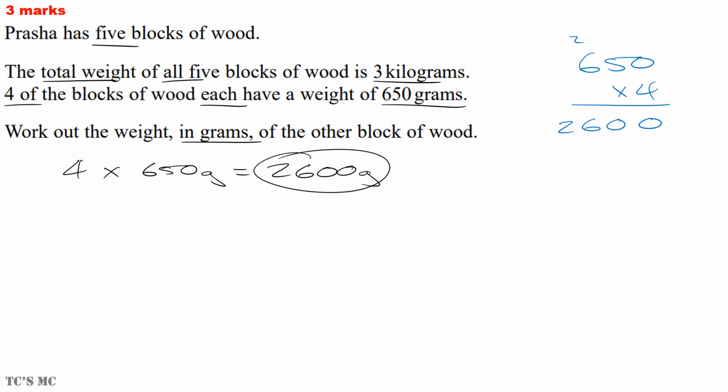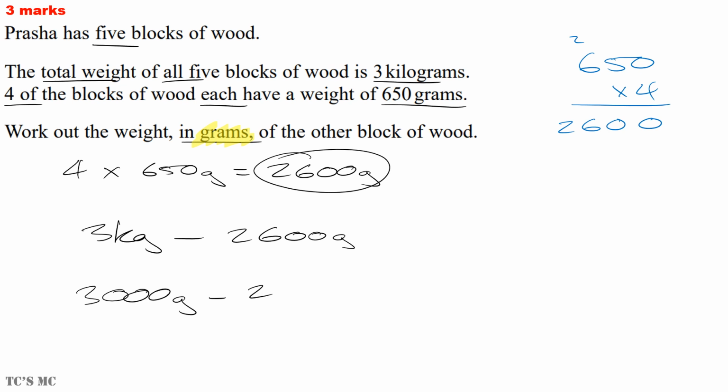Now we have 1 mark. To work out the weight of the other block, we need to do 3 kilograms subtract 2,600 grams. Before we can do this calculation, the units need to be the same. The question does say in grams, so we will convert the 3 kilograms into 3,000 grams. And now we have our second mark. Then, for working this out as 400 grams, we get our third mark.